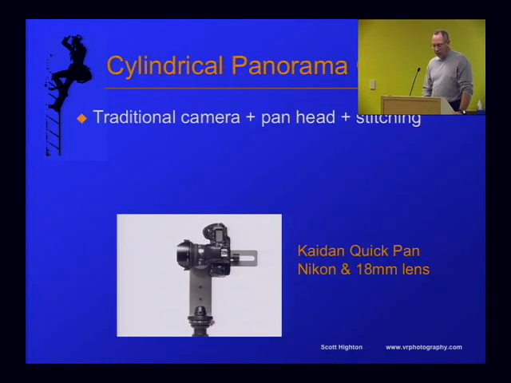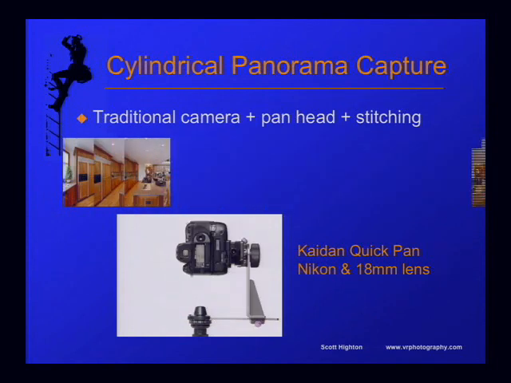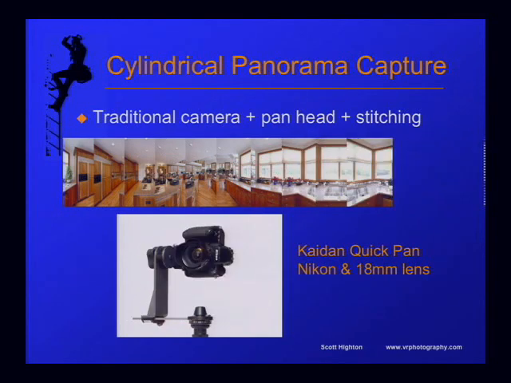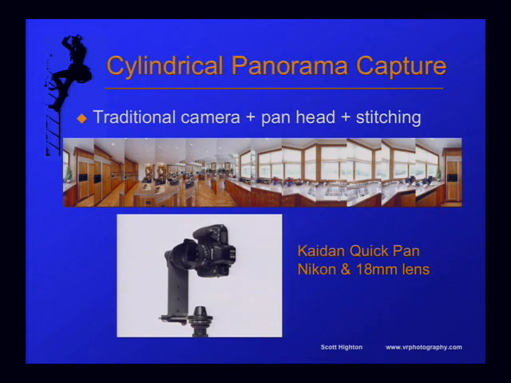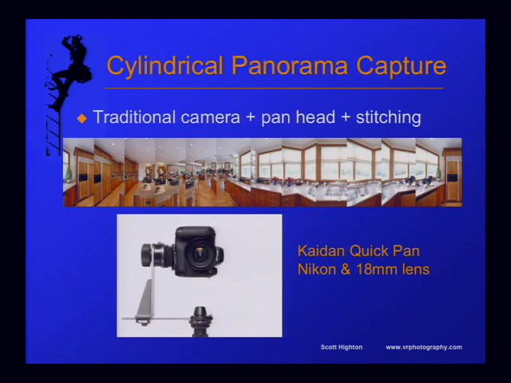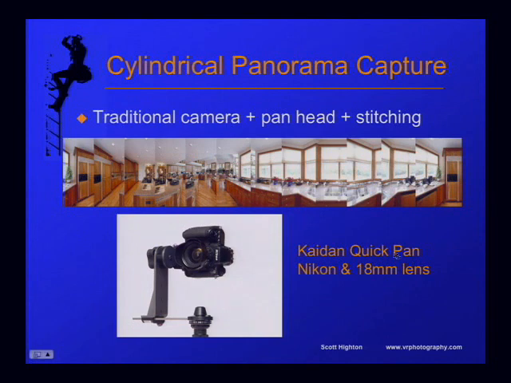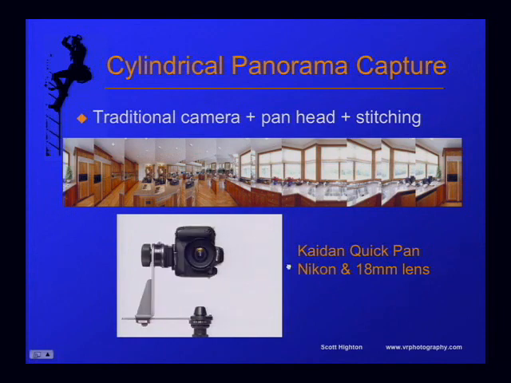So how do you shoot and stitch? You shoot a series of 12 images. In this case, this was done with an 18 millimeter lens on a Nikon film camera, and that's done with a head. This one in particular is a Kaidan head that, as you can see, as it rotates, the nodal point of the lens remains aligned over the rotation axis. These heads can be used on many different camera and lens combinations because all of these posts and things slide, so you can adjust yours to fit your own setup.